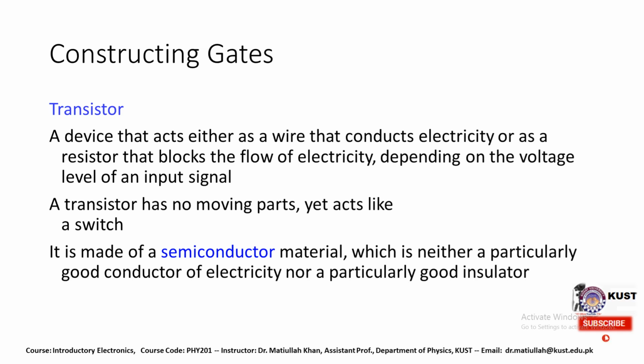A transistor has no moving parts, yet acts like a switch. In some direction it can allow current, while in some other direction it forbids current. It is made of a semiconducting material. We had very detailed lectures regarding the transistor, because we have different sorts of transistors like the BJT, that is the bipolar junction transistor. We also discussed the unipolar transistor, and in the previous several lectures we also discussed the field effect transistor and the metal oxide semiconductor field effect transistor as well.